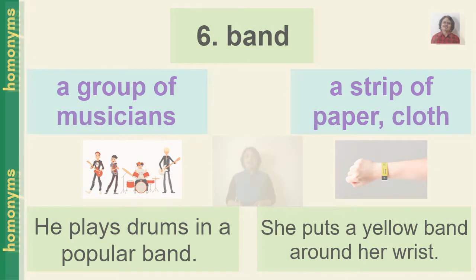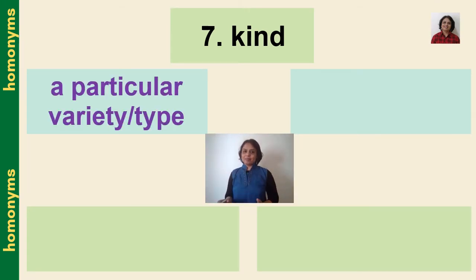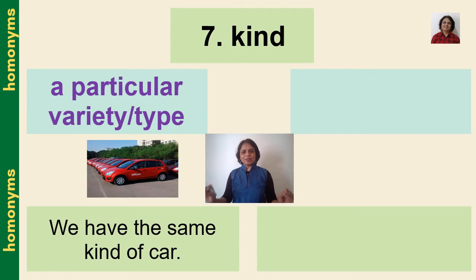Okay. Number seven, kind. Kind means a variety or a type. For example, we have the same kind of car. As you can see in the picture, all red cars are there.